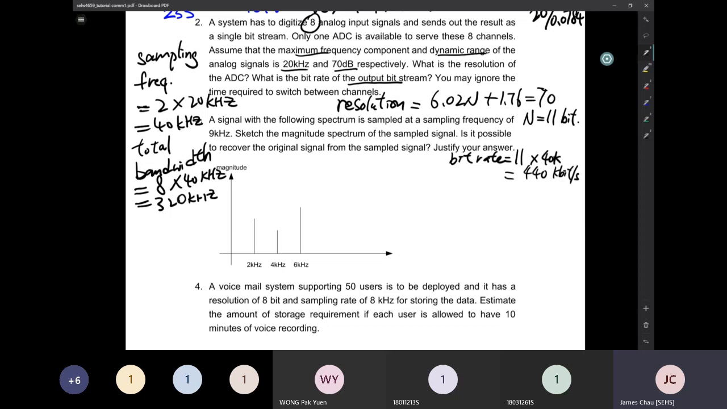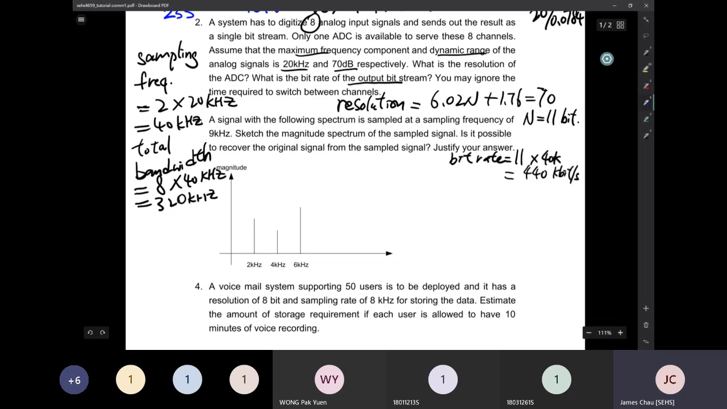Now, in a communication system, normally we need to have some calculations on the bit rate, bandwidth, or the resolution, and more or less you may use the equations we provided in the lecture to make the calculation. Any question? Now, if no, we move to question 3.